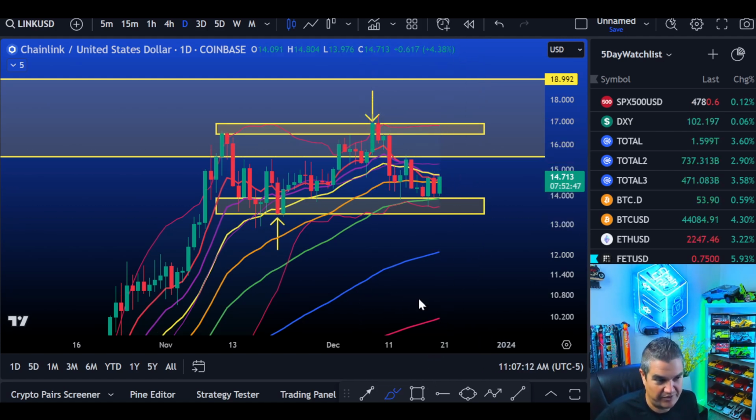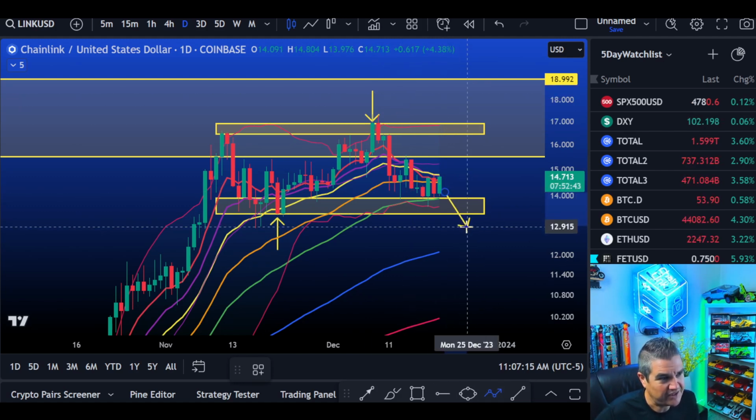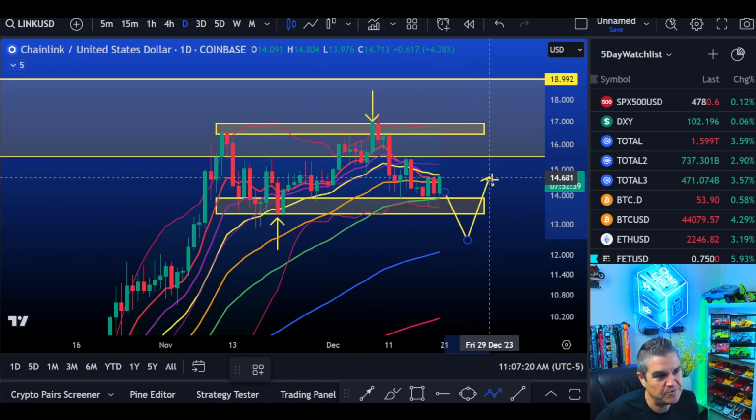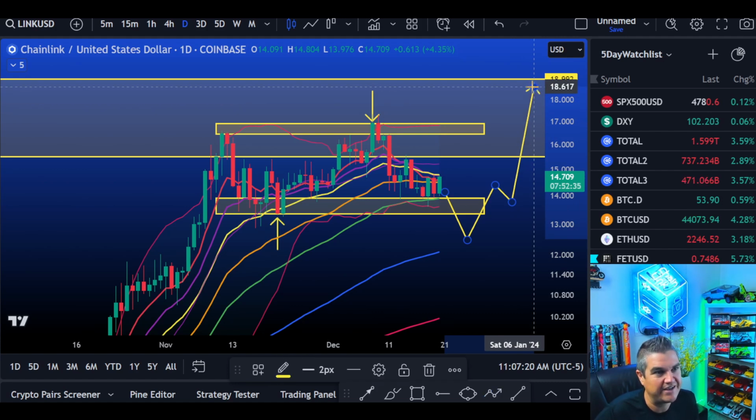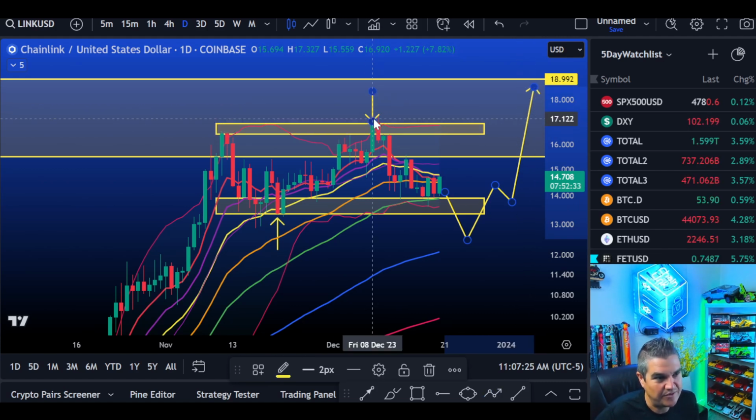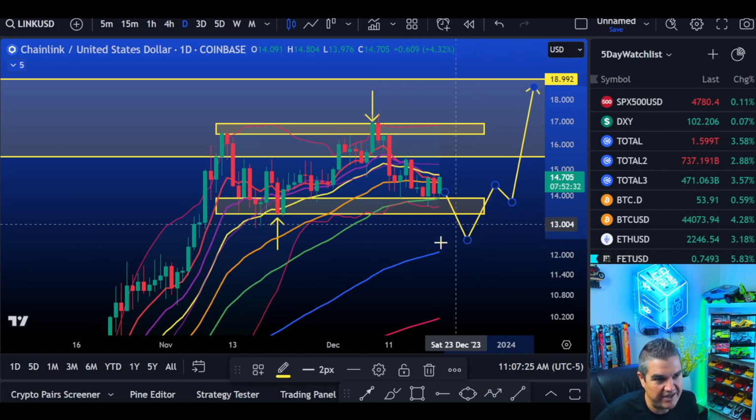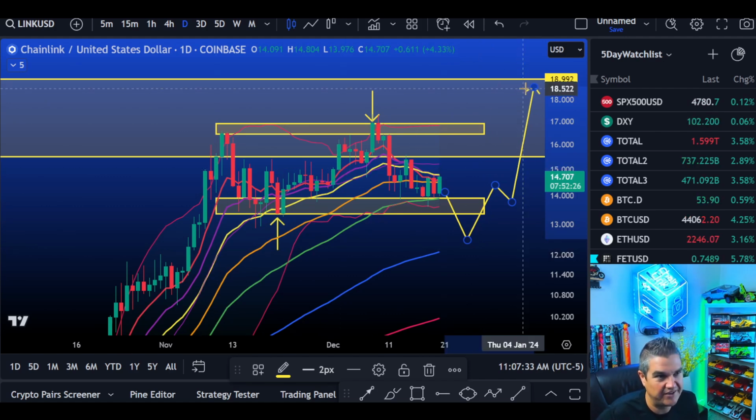So let's pretend, in Magic Land, we come down here in the not so distant future, we put in a low here, but we reverse back up. And then let's say we build back up and we somehow break this previous high. Well, that's not a lower trend. That would be a deviation or a fake out or a head fake down to the downside. And we'd still be in this uptrend.